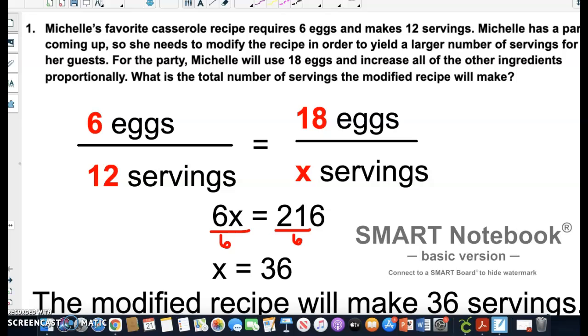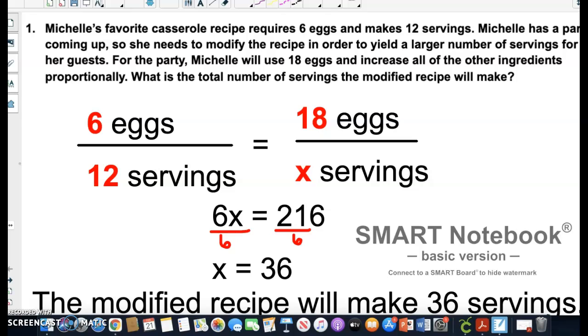So for number 1, it said Michelle's favorite casserole recipe requires 6 eggs and makes 12 servings. So that right there is a ratio, 6 eggs to 12 servings. Michelle has a party coming up, so she needs to modify the recipe in order to yield a larger number of servings for her guests. For the party, Michelle will use 12 eggs and increase all of the other ingredients proportionally. What is the total number of servings the modified recipe will make?